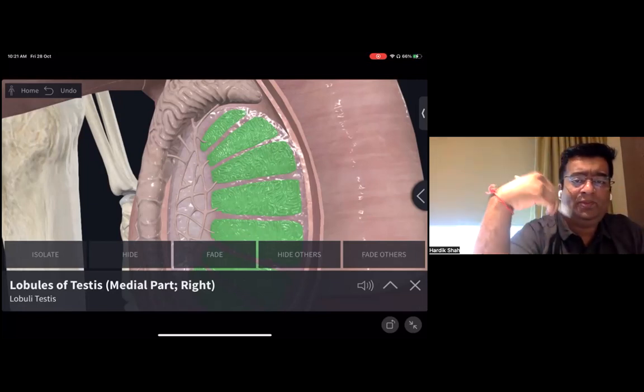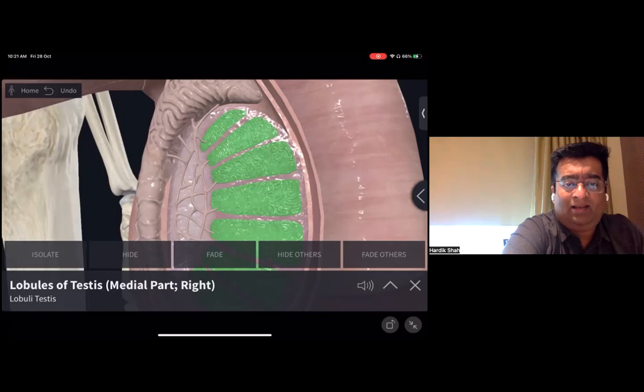Now, the spaces between the seminiferous tubules are lined by Leydig cells or interstitial cells, which are the hormone producing cells. They produce a hormone called testosterone that is responsible for regulating the secondary sexual characteristics in males. So this hormone is produced by the Leydig cells or the interstitial cells, which lie in between the seminiferous tubules.